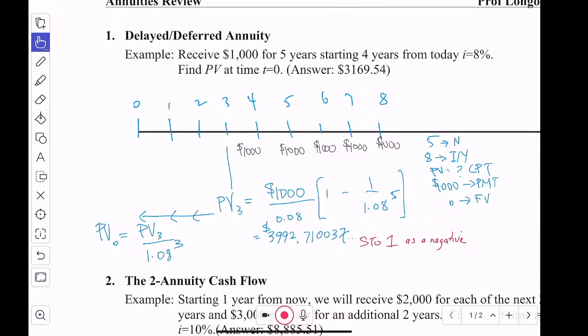So you hit store 1, so it's in there with all the decimal places. And now I want to discount it. Now you could just mathematically divide by 1.08 to the power 3, but let's practice with our keys.